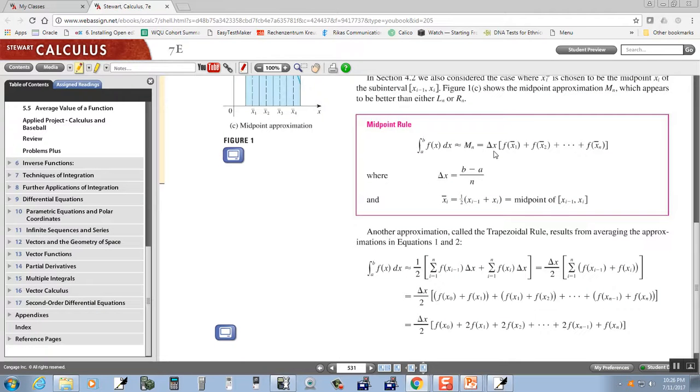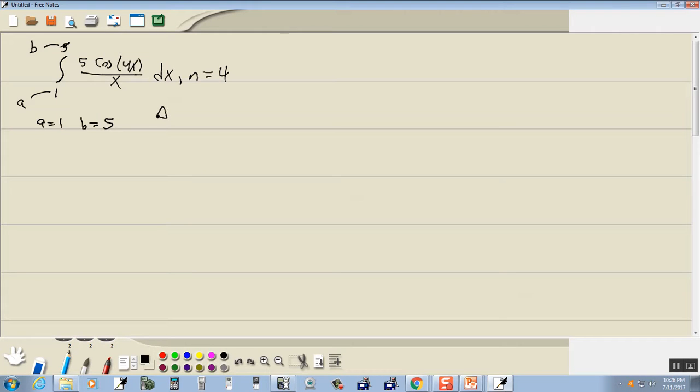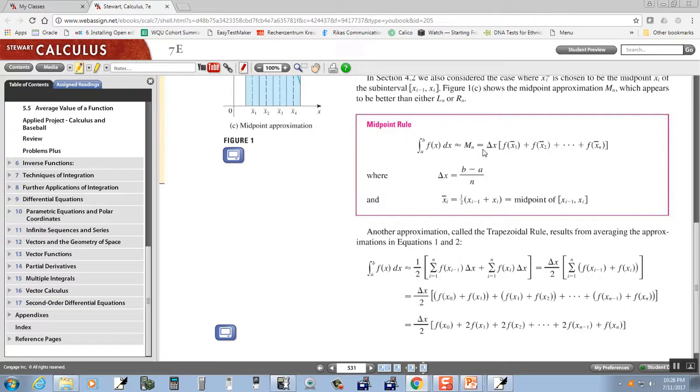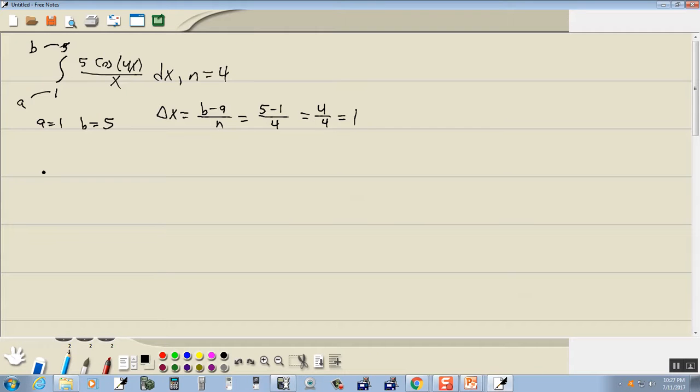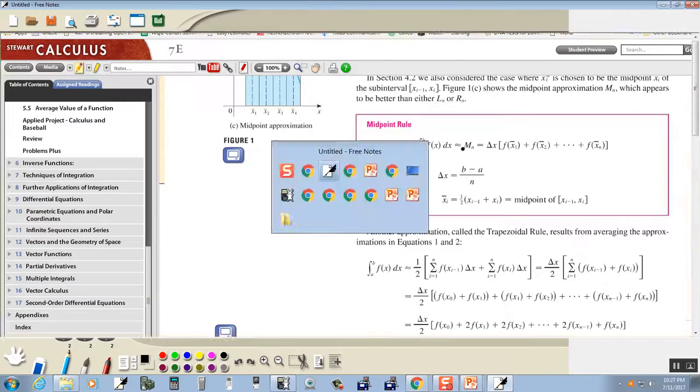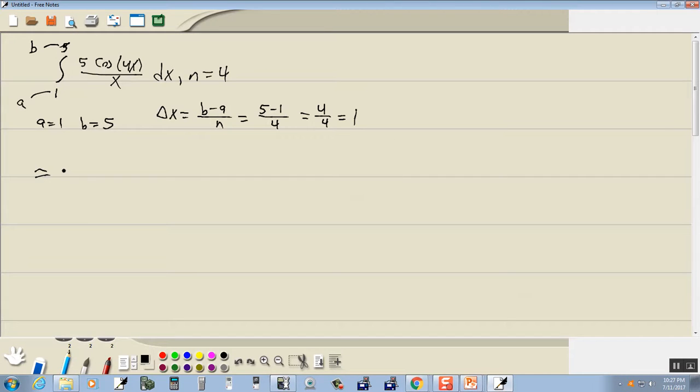and so this tells us it is approximately, we need delta x. Delta x is equal to B minus A over n. So I'm going to have 5 minus 1 over n, which is 4. That's 5 minus 1 is 4, 4 over 4 is 1. Okay, so our answer, we're going to have delta x. So delta x is 1.